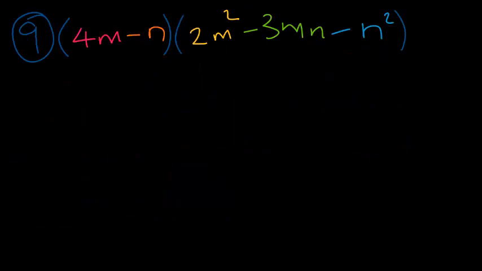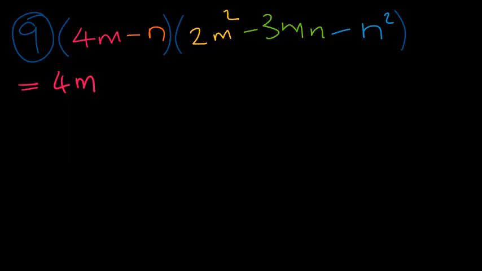Question 9. 4m minus n times 2m squared minus 3mn minus 2. So I'm going to multiply this out. This is another way of writing it.